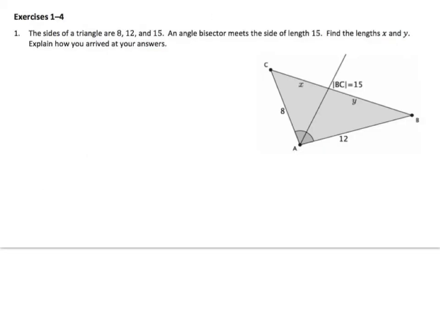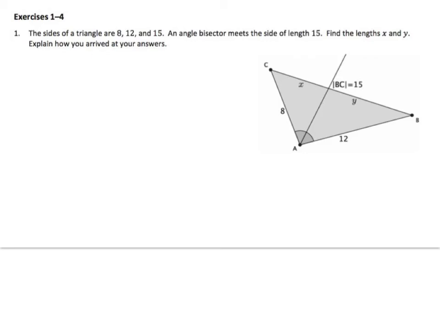All right, let's try an exercise. There's 4 of them, as you can see. You can look through. I think I have 5, 6, 7. Yep, I only have 4 slides left. So this one says the sides of a triangle are 8, 12, and 15. An angle bisector meets the side of length 15. Find lengths x and y and explain how you arrived at your answers.